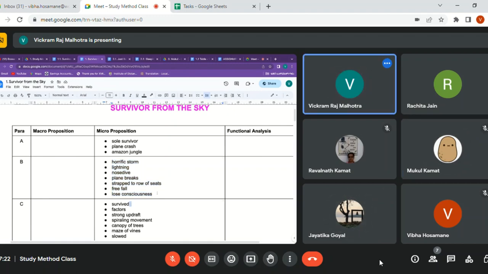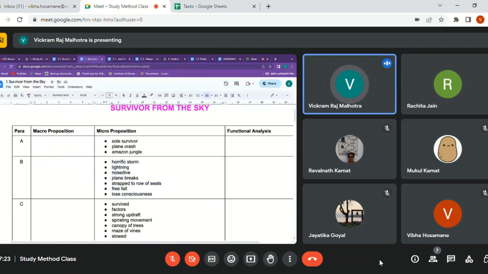Right. Yashasvi, you had seen the points as well of paragraph B. Horrific storm, lightning, nosedive, plane breaks, strapped to a row of seats. Do they help you to recollect what happened in that paragraph? Yeah. Can you please recount what happened in this story? So there was a horrific storm and there was lightning. The plane went in a nosedive. And the plane breaks. And Julian was still strapped to a row of seats. Excellent. And she was free falling. Yes. And she loses consciousness.